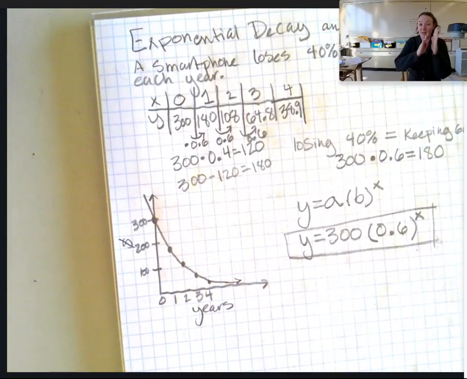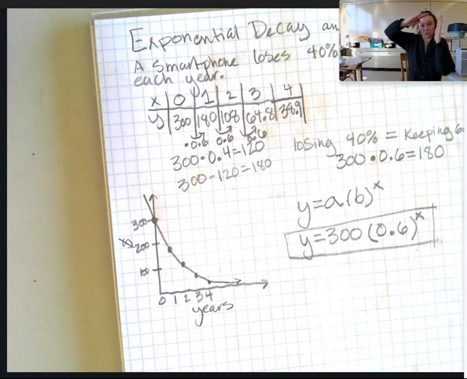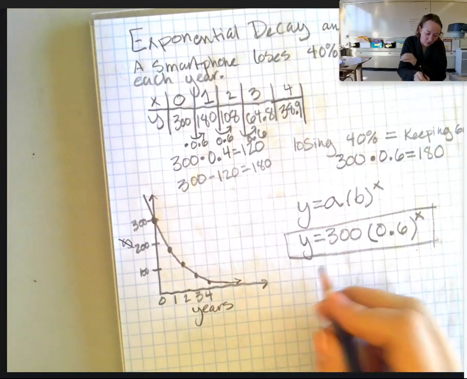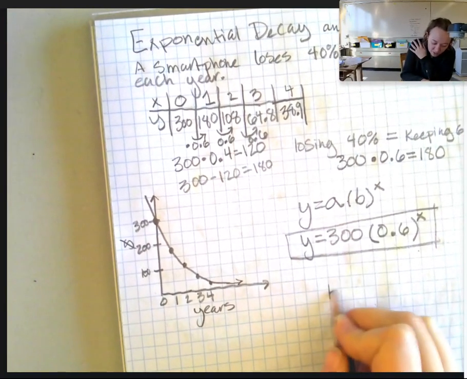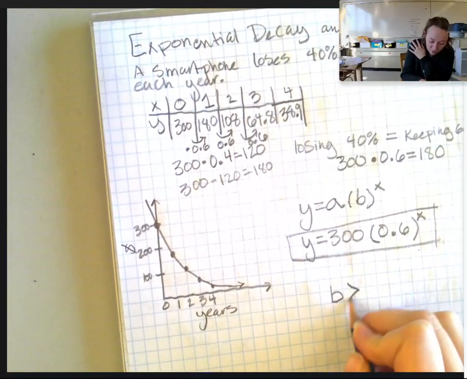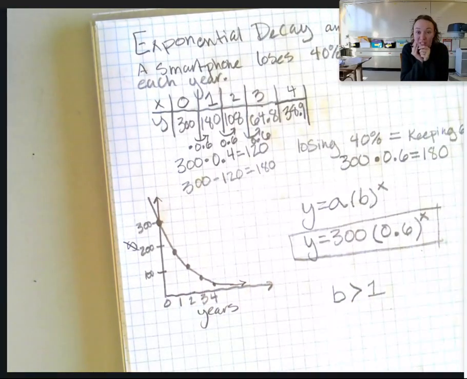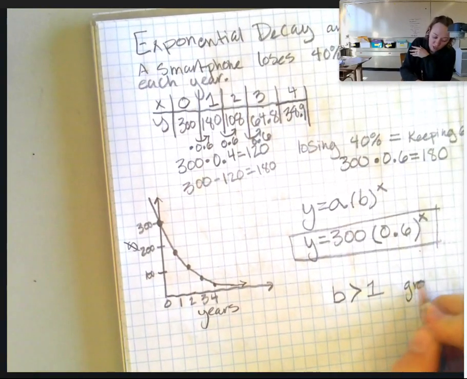So, and if B had been closer to 1, the closer to 1 it goes, the less value it would be losing each time. So it would stay pretty close to 300 and only go down slowly. So in general, when B is more than 1, so if B was 2 or 3 or 10 or 15, then we'd have exponential growth, right? It would be going up.